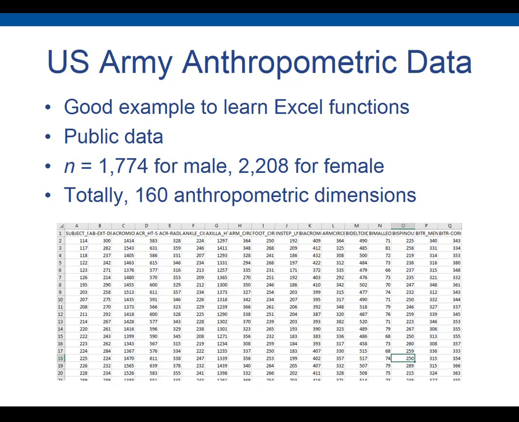Here we have US Army anthropometric data. This is not confidential data, so don't worry too much about that. We have 1,700 male data and 2,200 female data, and we have 160 anthropometric dimensions. It's very large size data.